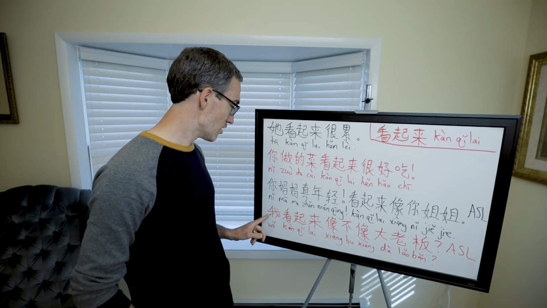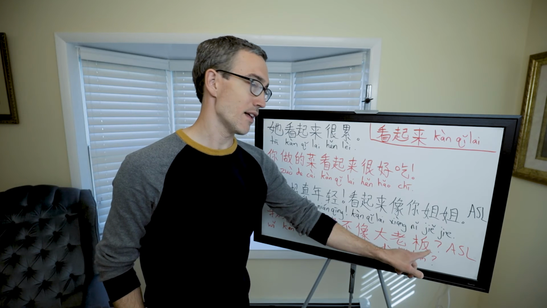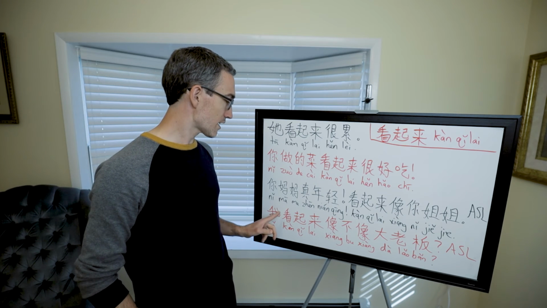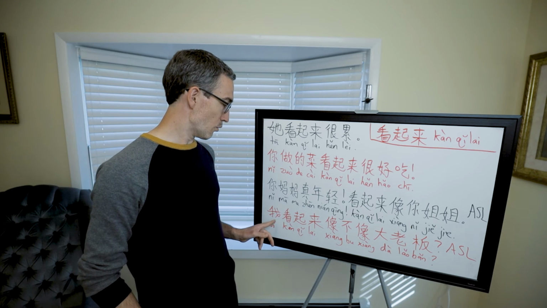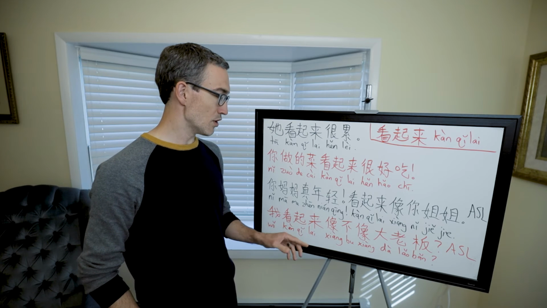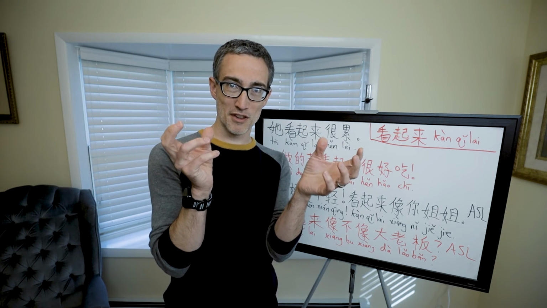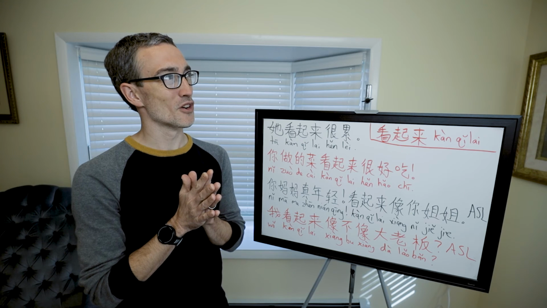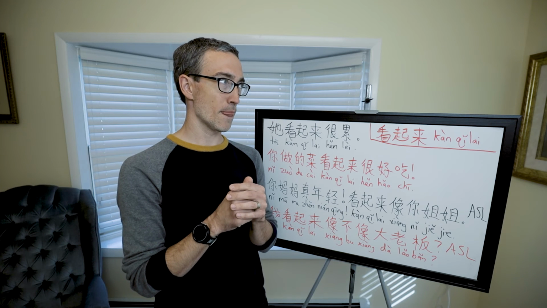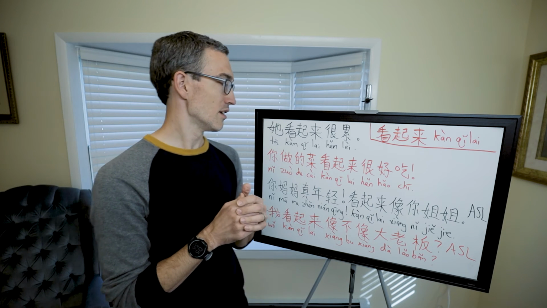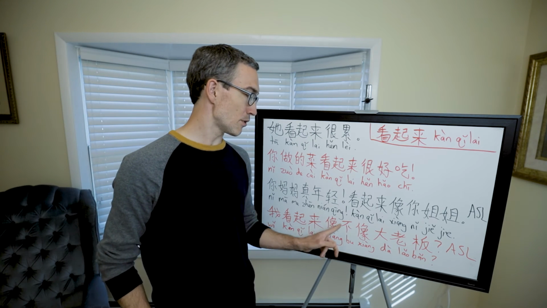Here we have another example of this. This is a question. 我看起来像不像大老板? 大老板. 我看起来像不像大老板? What does this mean? 我看起来. We know it's a question because we have 像不像. Remember when we have affirmative, not affirmative? It's like an affirmative negative kind of choice. It's like 好不好看? Does it look good? 好不好? Is it good? This is the same idea. It's 像不像? Resemble, 不 resemble.